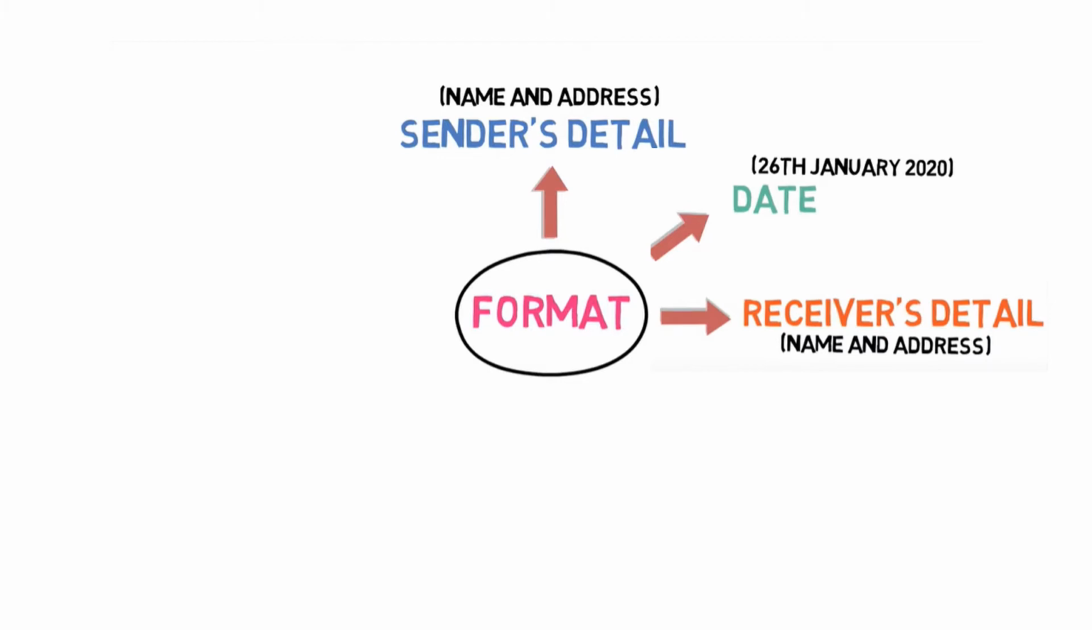Number 3 is the receiver's detail. Here the receiver's name and address will come, and he is the one who receives a letter and for whom the letter is written. That person is the receiver. Now number 4 is salutation.